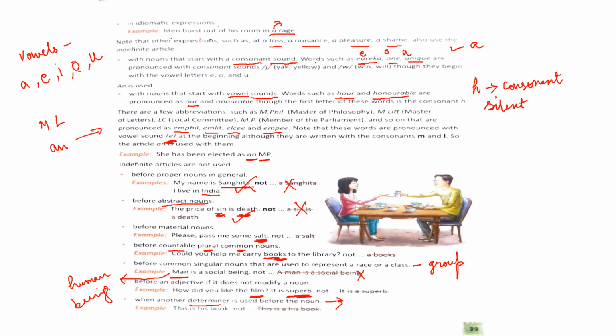So let's see some examples. The example given here is "This is his book." Here the noun is book and his is a determiner. So already in this sentence we have a determiner. So in that case we do not use the article a and an. This will be incorrect if we say "This is a his book." This is wrong. The right one is "This is his book."